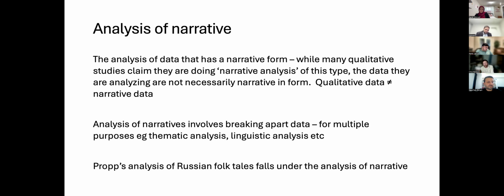So we just need to be aware of that when we read stuff, and again, how we want to present it. The analysis of narratives, if you have narrative data, involves basically breaking them apart. A very common form of analysis of narrative is thematic analysis. You look for themes, issues, patterns, concerns, etc. I'll come to this in a minute.